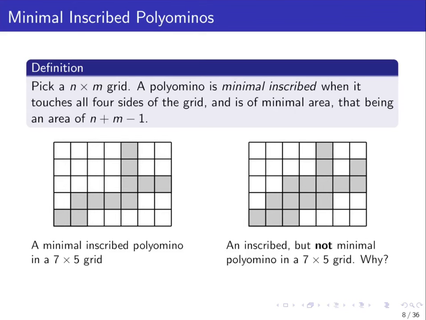For that minimal area condition, another way to think about it is if we remove a cell from a minimal inscribed polyomino, it either fails to touch all four sides or fails to be a polyomino, or both. On the left here, we can see an example of a minimal inscribed polyomino in a 7x5 grid. And on the right, we can see an inscribed but not minimal polyomino in the same grid. It's important to verify why that example is not considered minimal.